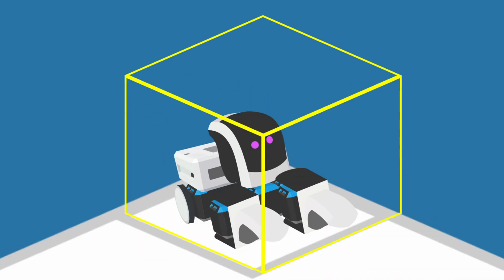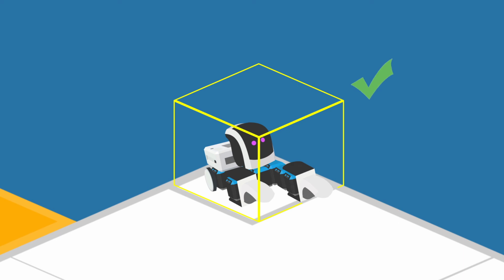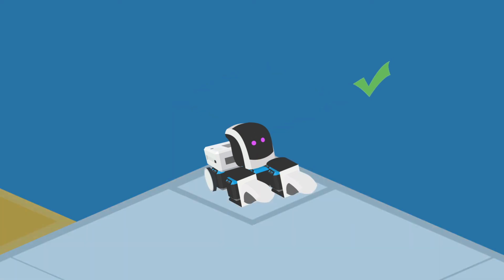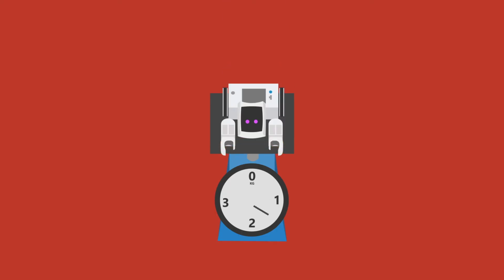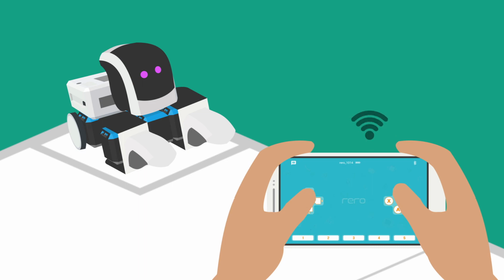The robot's initial size must not exceed 30 cm in width, length and height. When the game starts, the robot is free to expand to any size and shape. The total weight of the robot excluding the remote control should not exceed 1.5 kilograms. The robot must be operated through wireless connection via Rero remote app.